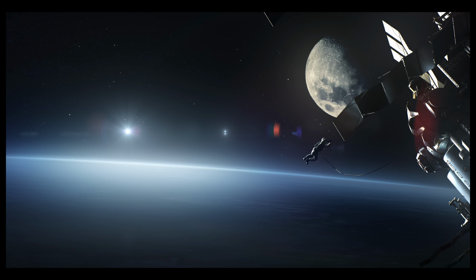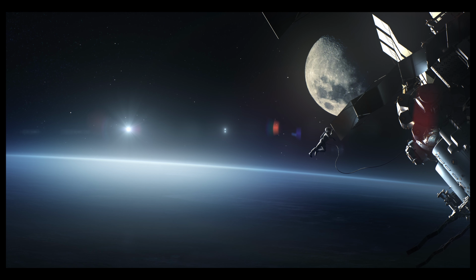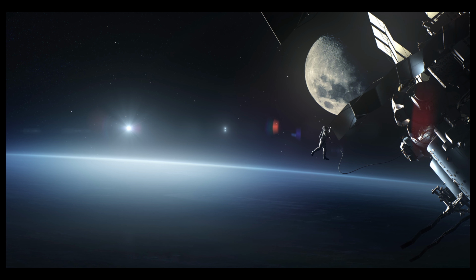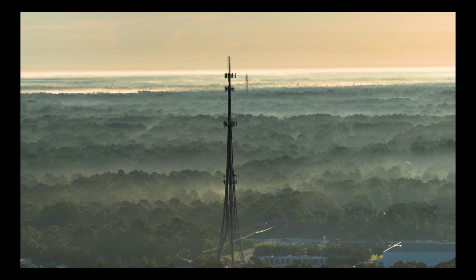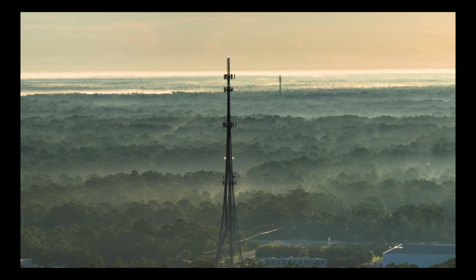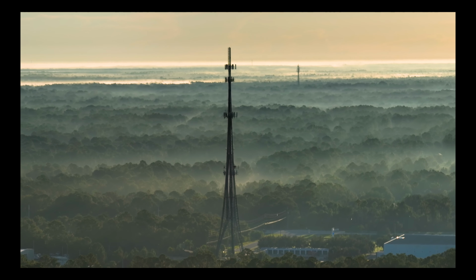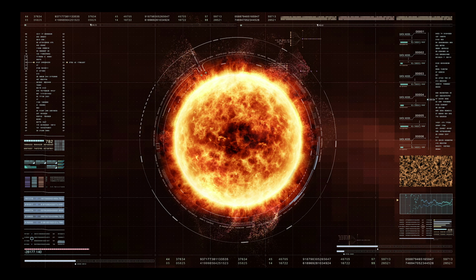The severity of the outage depends on a number of factors, including the strength of the solar flare, the location of the power grid, and the infrastructure's ability to handle the induced currents. In extreme cases, a solar flare could cause a widespread and prolonged blackout that could last for days or even weeks. So, what can we do to prevent solar flares from causing electrical power outages?